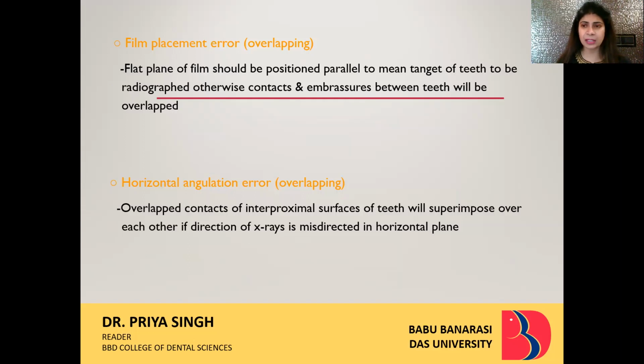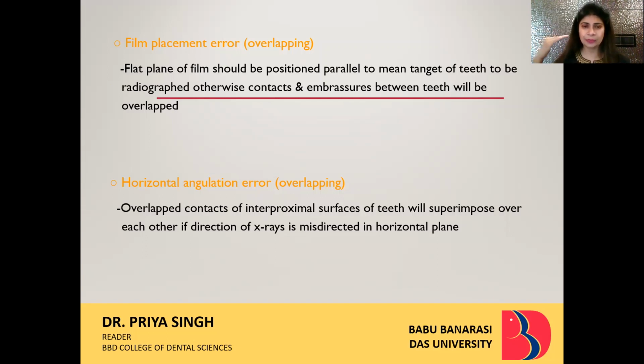So this is basically because of the film placement error, which can be avoided if you know why this overlapping is seen. Horizontal angulation error, as I've just told you, is the other way by which overlapping can be seen. This basically happens because our dentition follows a curve of Spee. If we have not followed the curve of Spee while exposing the area, while directing the X-ray to it, then it leads to horizontal angulation error.